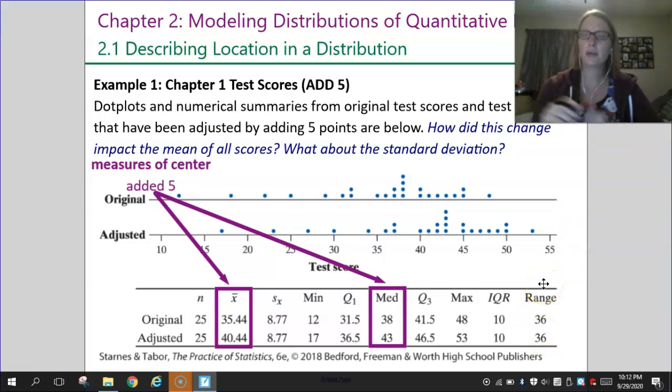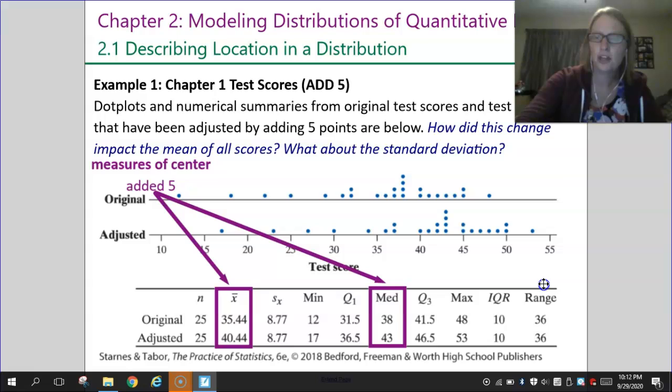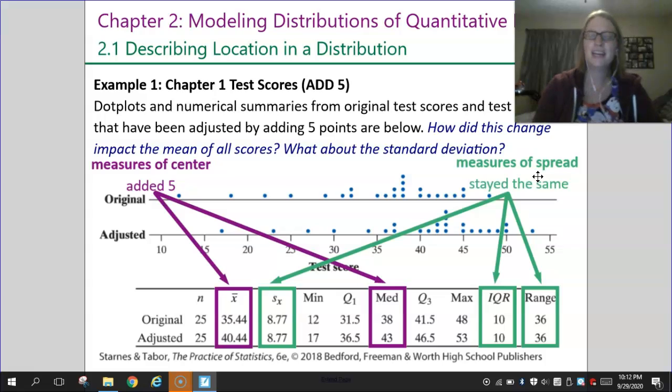When every point shifted up by 5, the difference between the highest and lowest point didn't change. Same thing with the IQR, the difference between Q1 and Q3 didn't change when every point increased by 5. And the same is true for the standard deviation. So what I want you to write down for those is that the measures of variability or the measures of spread stayed the same. Specifically, we pointed out the standard deviation, IQR, and range.